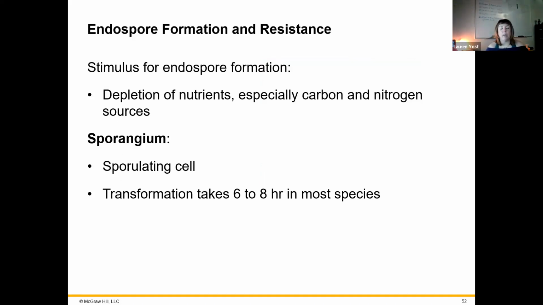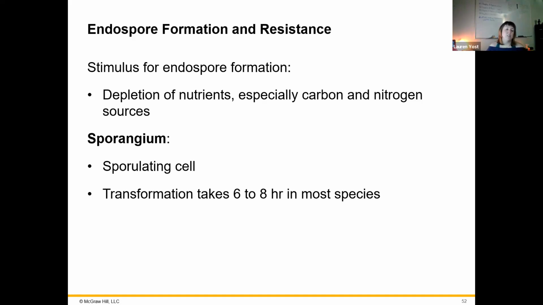So that's why we have to be very thorough if we want to get rid of these spores that are associated with certain diseases and not have them be spreading everywhere, especially in a hospital setting. We might have fewer nutrients than what we need in order to survive. Carbon and nitrogen sources are usually the main cause for forming an endospore.